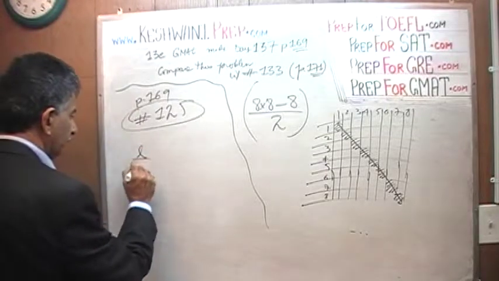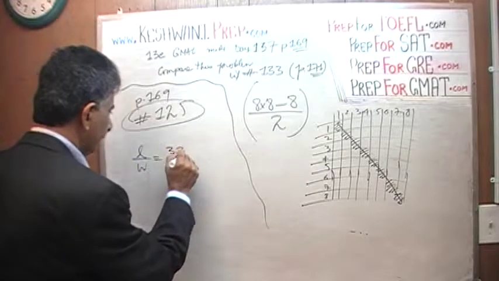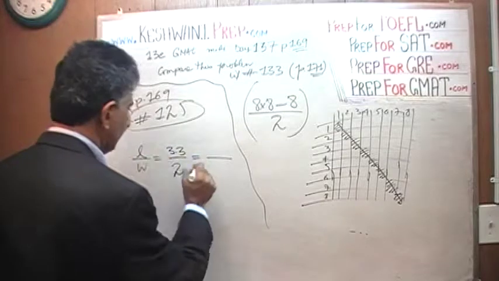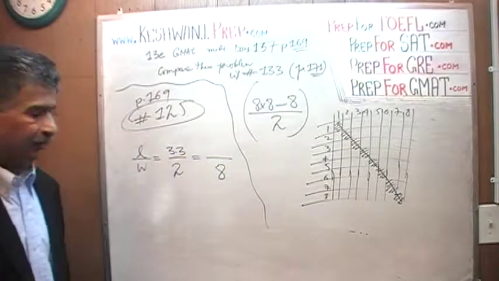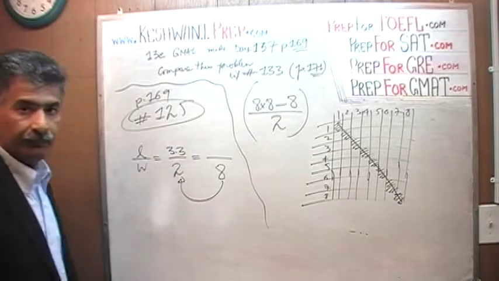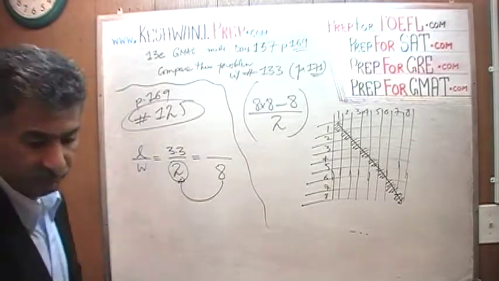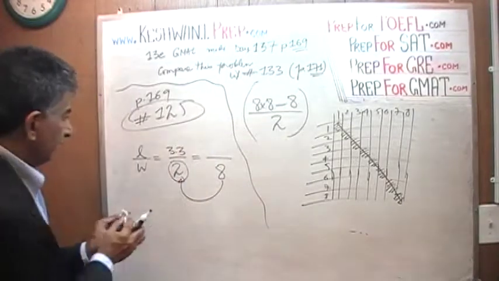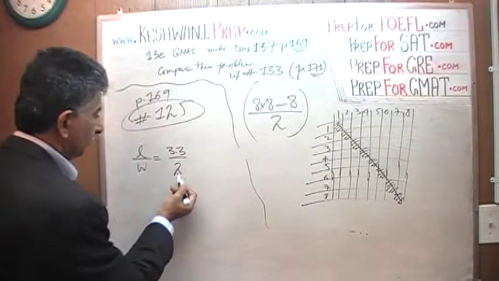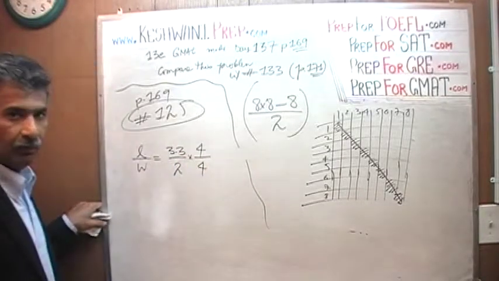We are given a ratio of length to width, and we are told that it is 3.3 to 2. The question simply is, what's going to be the length if the width happens to be 8? Well, if the width is 8, that's 4 times 2. How do we convert this 2 into an 8? Well, that's very straightforward. Multiply the top and the bottom by 4, and that's your answer.